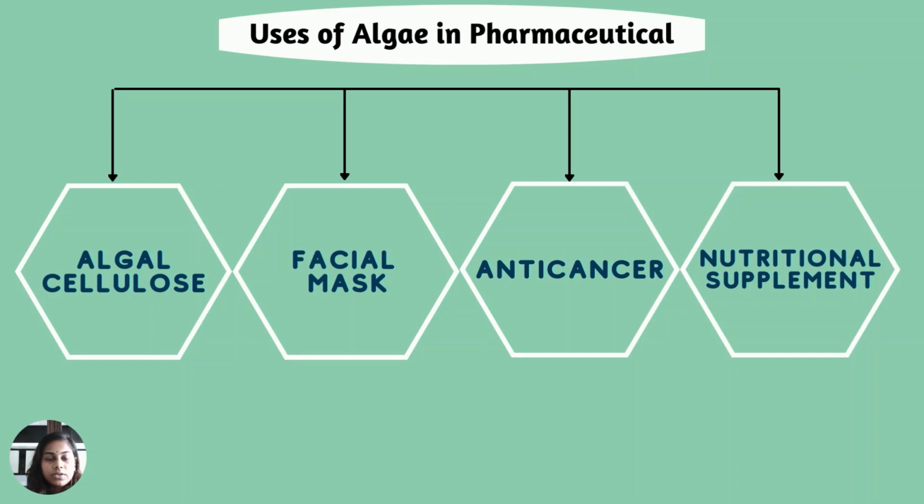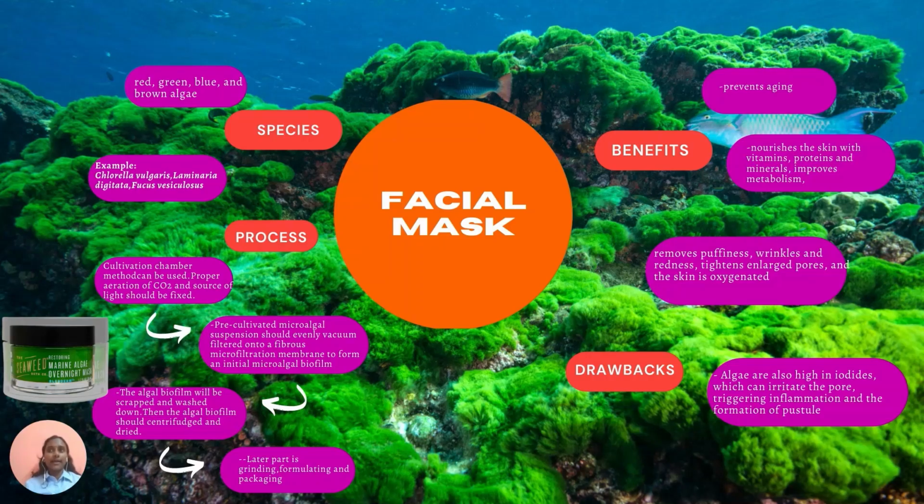There are various uses of algae in pharmaceuticals, such as algal cellulose, facial mask, anti-cancer and nutritional supplement. But today we are going to focus on facial mask and nutritional supplement. Next, I would like to explain about facial mask, which is very widely used by people around the world. Facial mask is produced from red, green, blue, and brown algae. The specific species used for facial mask are Chlorella vulgaris, Laminaria dictata, and Fucus species.